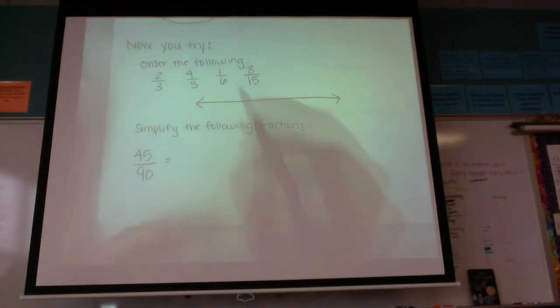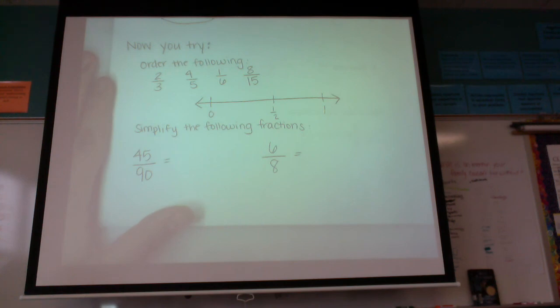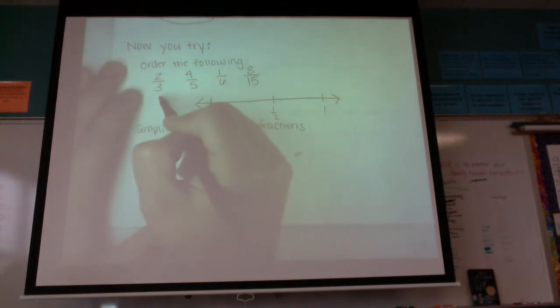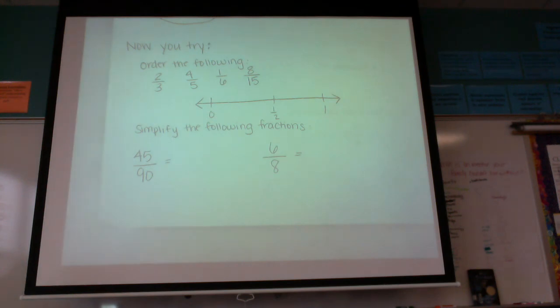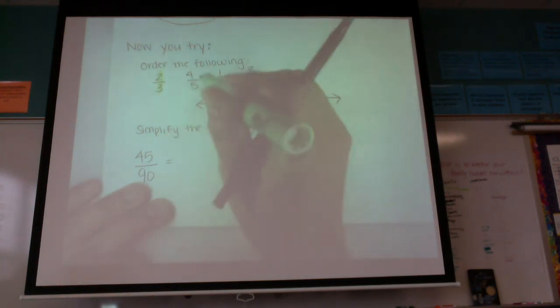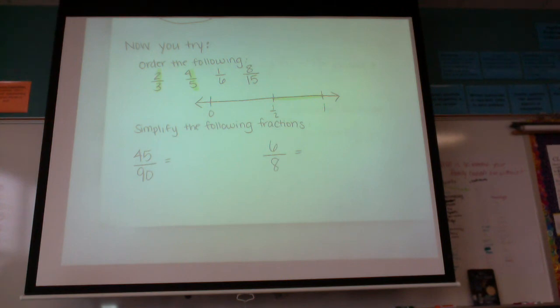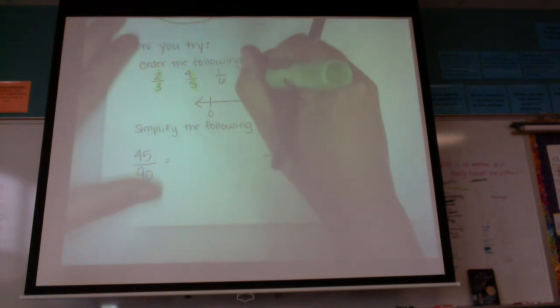Keep in mind my landmarks. I have a 0, I have 1, and I have a 1/2. That's going to help us start to plug some things in. 2/3, I know is greater than a 1/2. So I'm gonna shade that green, and I know it's going to be somewhere in this region. 4/5, I know that's greater than a 1/2. 1/6 is less than a 1/2. 8/16, well, 1/2 of 15 is 7 1/2. That's greater, so that's going to be greater.